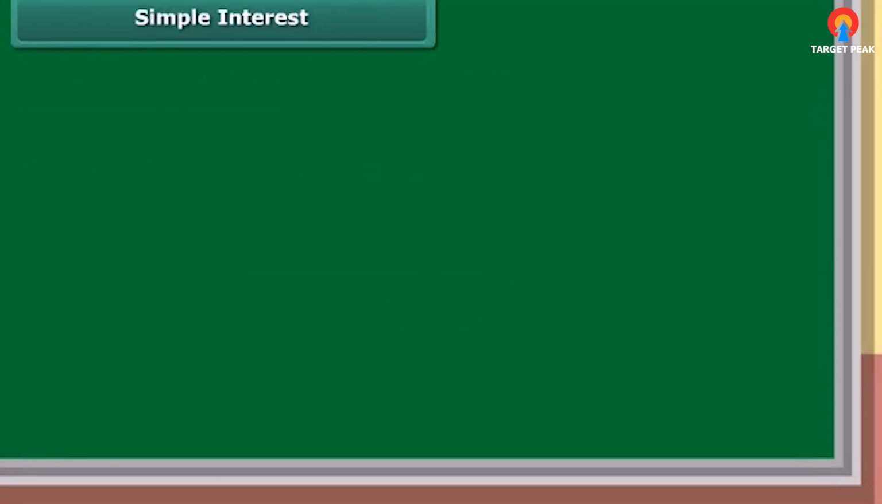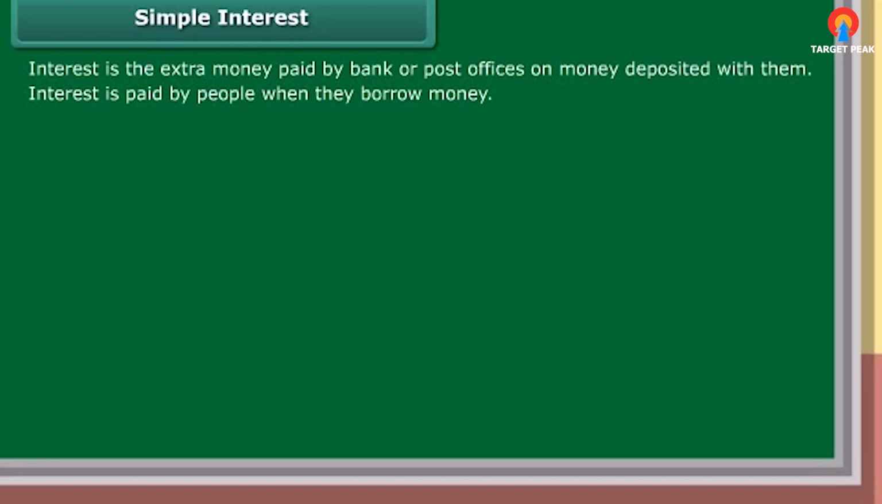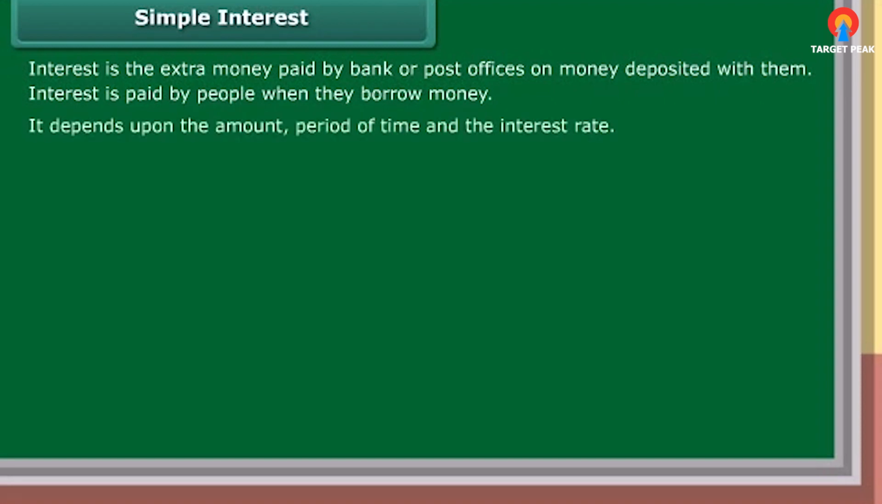Simple interest. Interest is the extra money paid by banks or post offices on money deposited with them. Interest is also paid by people when they borrow money. It depends upon the amount, the period of time, and the interest rate.